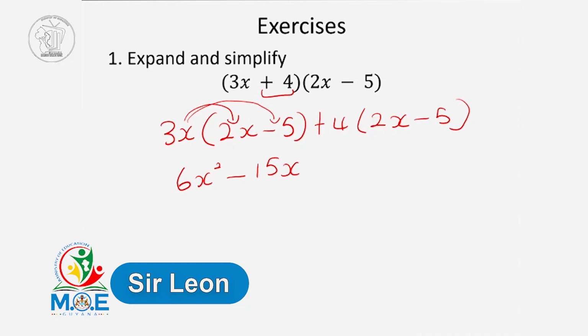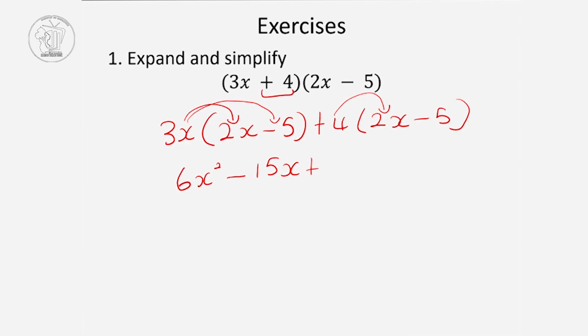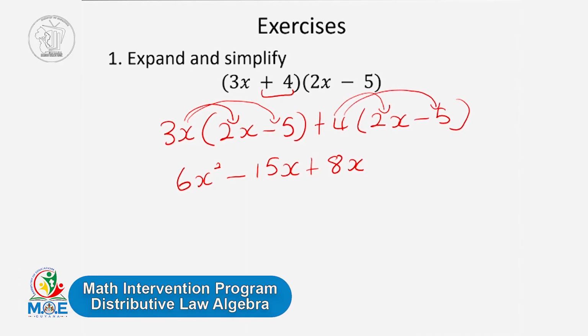And now we have the plus 4 multiplied by everything in the bracket. This will be positive times a positive will give me a positive. 4 times 2x will give me 4 times 2 is 8. I bring back the x. And now we have 4 times negative 5. So a positive times a negative would give me a negative. 4 times 5 would give me 20.